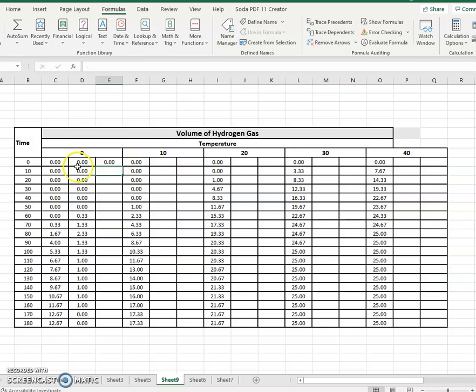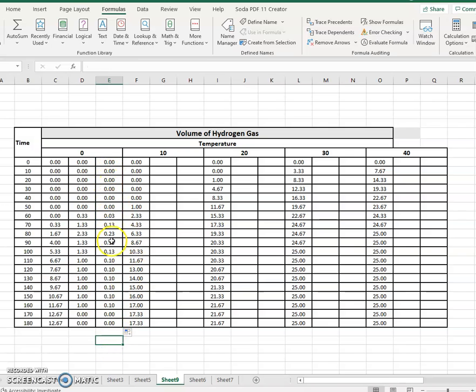Now again, we're dealing with zeros at the top here, so that doesn't really matter. But go to your little bottom right corner, click and drag, and it's going to emulate that exact same formula through all of these. So it's going to take each of those numbers and divide them by 10, because they're all 10-second intervals. And here we have our rates of reaction.